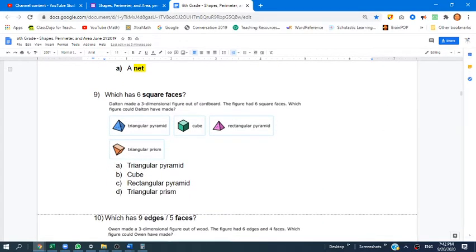Number 9. Which has 6 square faces? Is it a triangular pyramid, a cube, a rectangular pyramid, or a triangular prism?